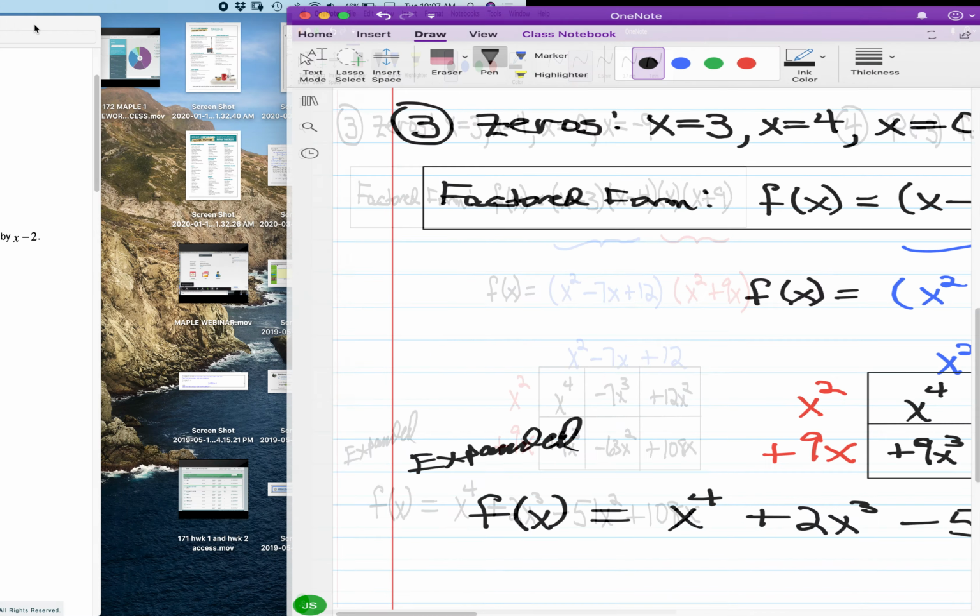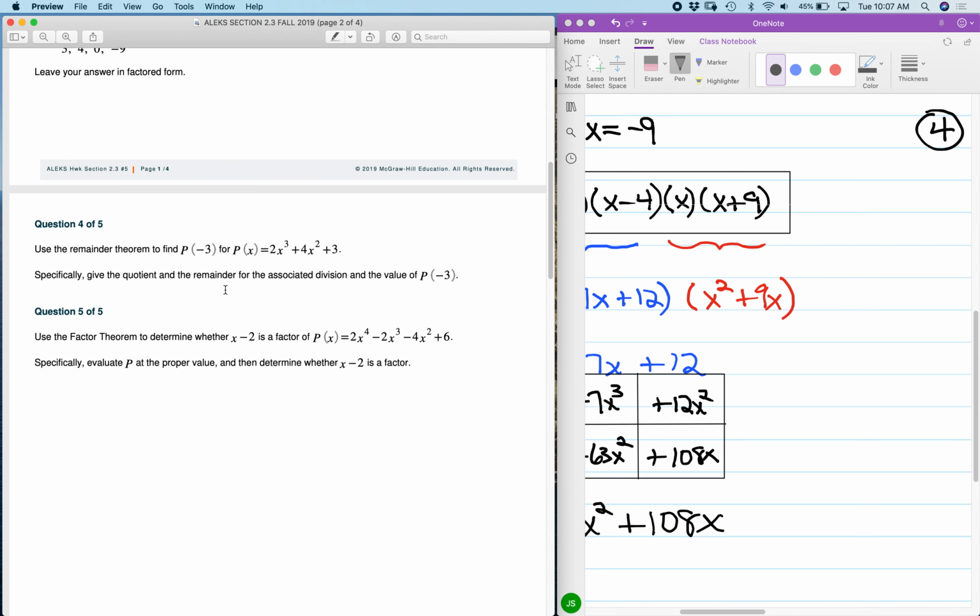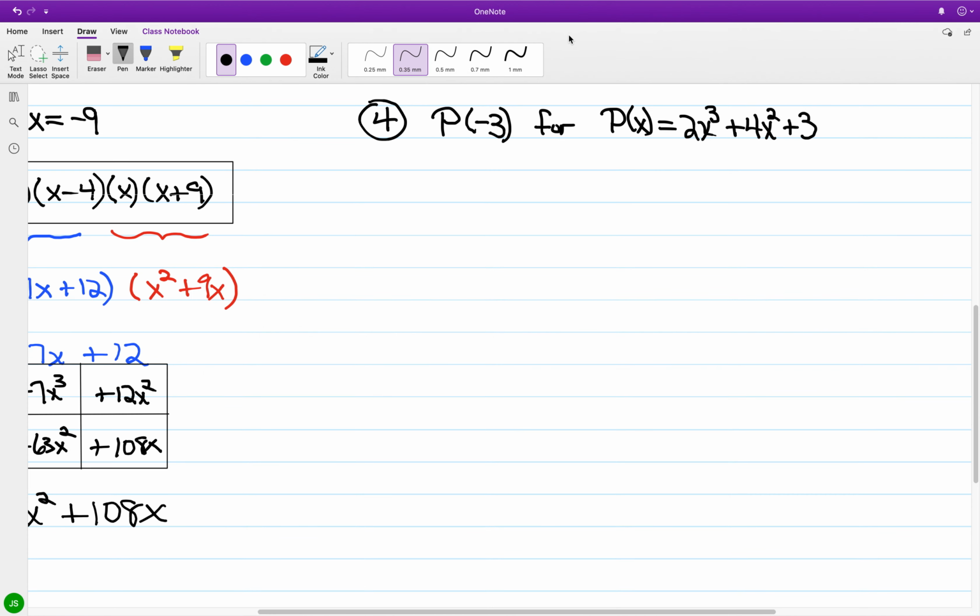Now, for the fourth problem, it says to use the remainder theorem to find p of negative 3, where p of x is equal to 2x cubed plus 4x squared plus 3. It says specifically to give the quotient and the remainder for the associated division and the value of p of negative 3. So with p of negative 3, we have x equal to negative 3, which is in reference to the divisor x plus 3.